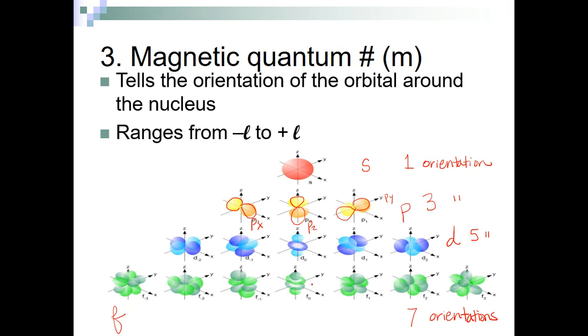You are not going to have to draw all of these different orientations, but you do need to remember the s always has 1, the p always has 3, the d always has 5, and the f always has 7. 1, 3, 5, 7. So remember, starting at the number 1, counting odd numbers. That's going to tell us, these orientations, how many boxes to draw in just a few minutes, because we're going to draw the orbital notation using boxes instead of all these fancy shapes.